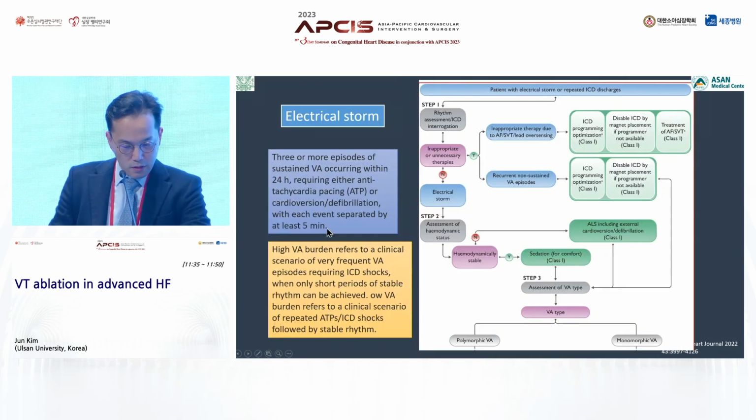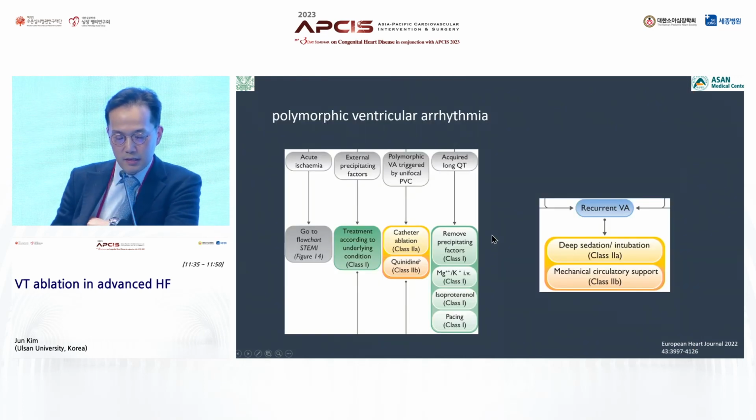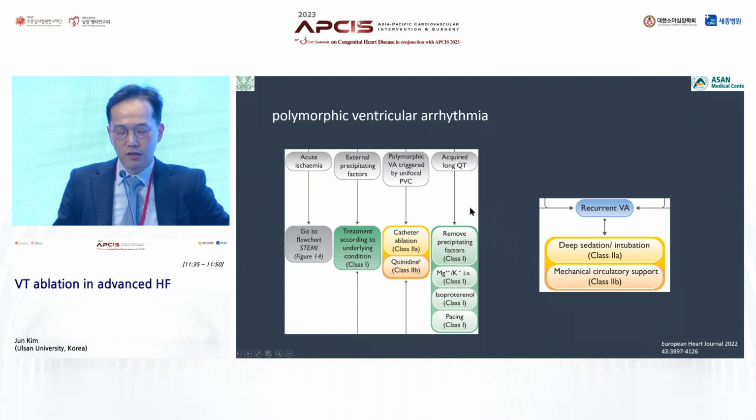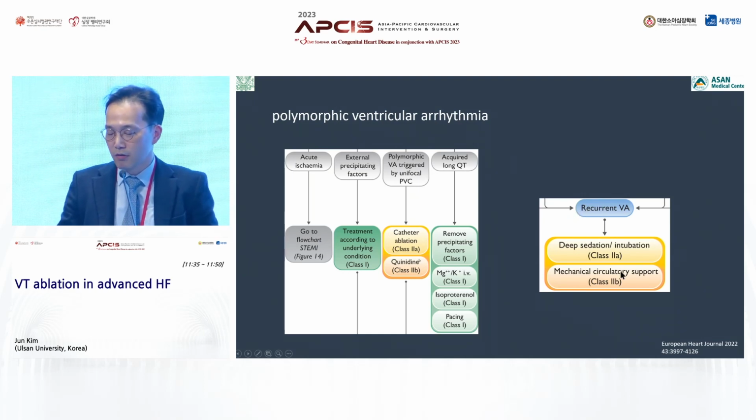The electrical storm is defined as more than 3 episodes of VT, and there is a wide variety of causes. And if the patient presents with polymorphic VT, we should consider ischemia, heart failure, PVC, or long QT syndrome. And if we treat all things together, and those patients present with recurrent polymorphic ventricular arrhythmia, we need mechanical circulatory support as well as deep sedation.